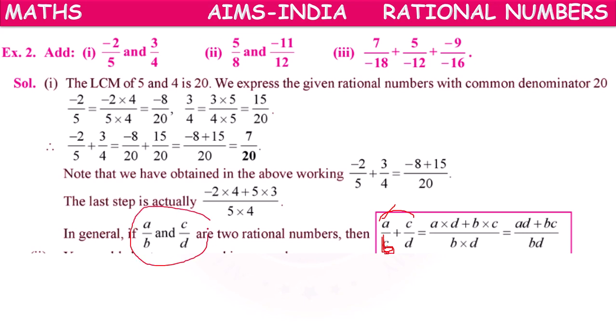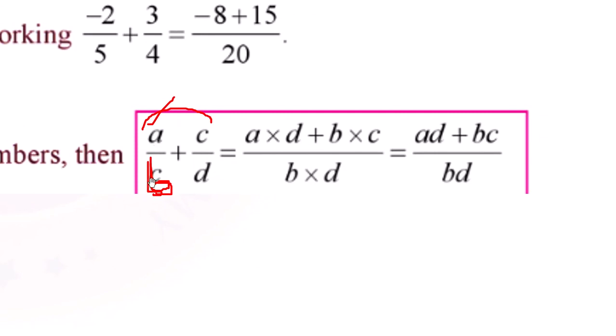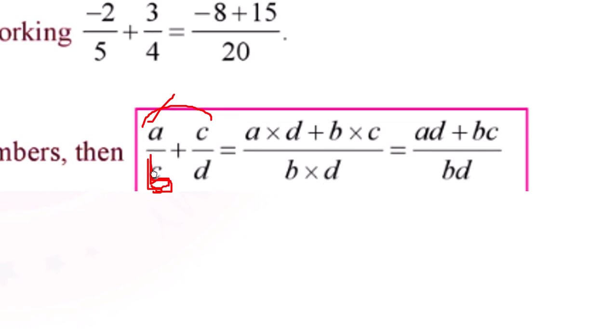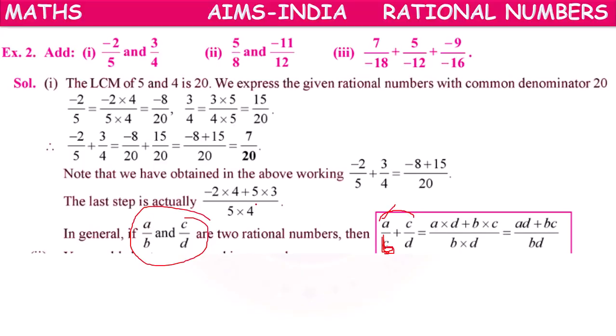If the rational numbers are a/b and c/d, what can we do? We take the LCM, BD, in the denominator. While doing a/b, b is already present in the denominator, so d is missing; with d we have to multiply a, so a into d. While calculating c/d, d is already present, so b is missing; with b we have to multiply c. So (ad + bc)/bd. So without taking the LCM, we can do it directly here.